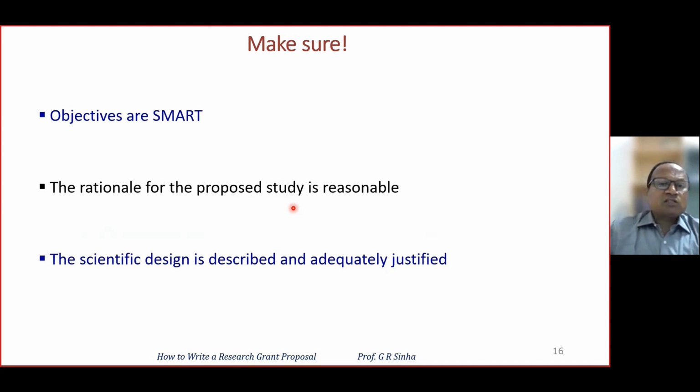When I say smart, specific, measurable, achievable, result oriented and time bound. I repeat, specific objectives, measurable, achievable, result oriented and time bound. The rationale of the proposed study is reasonable. The scientific design is described and adequately justified. It's not a sweeping statement or a general purpose statement.